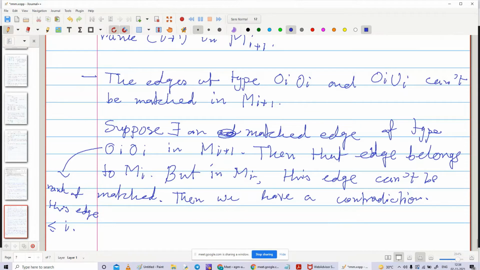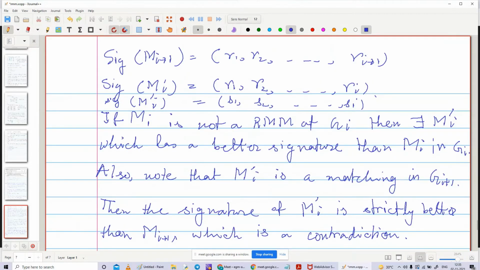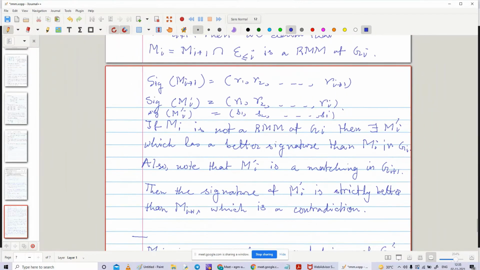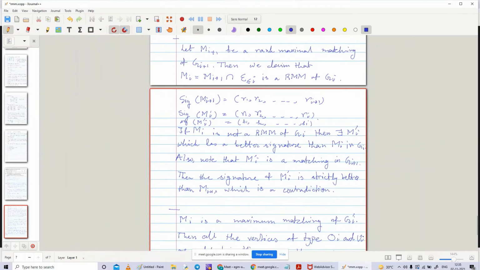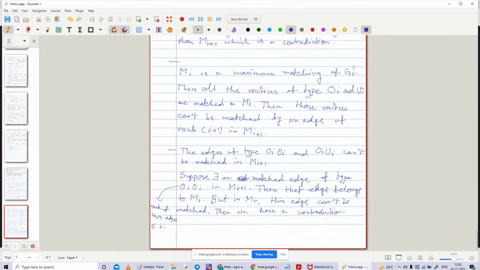So I'll just shorten this. Yeah. So now I think it will be more visible. So any question about this lemma?